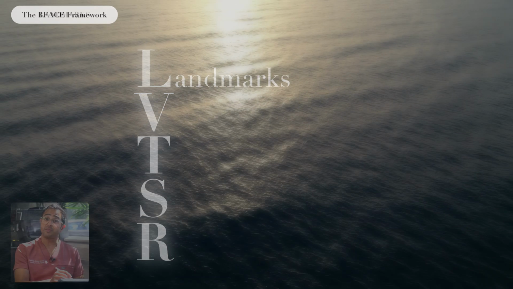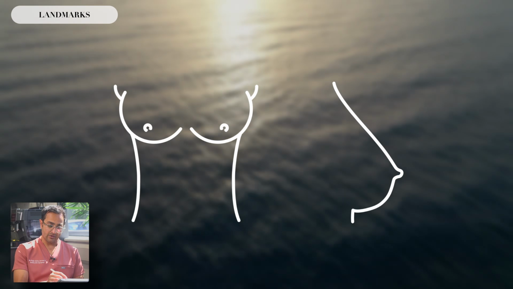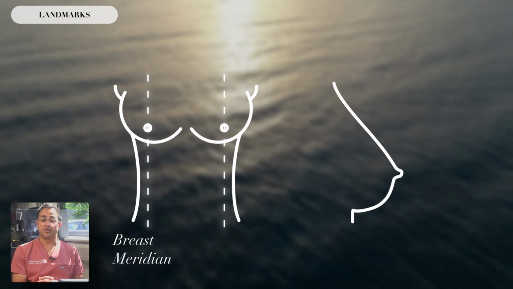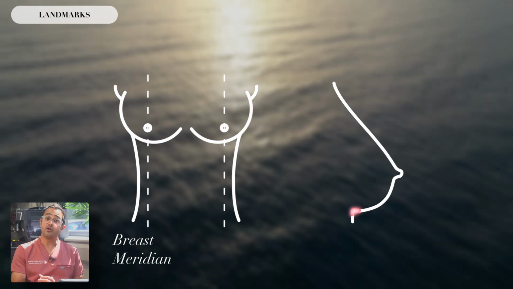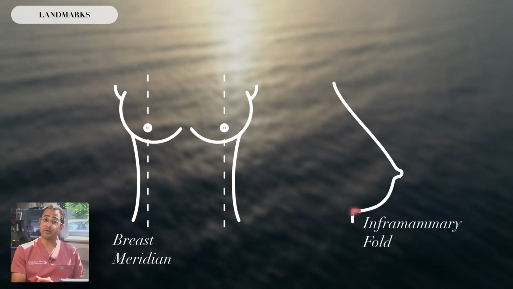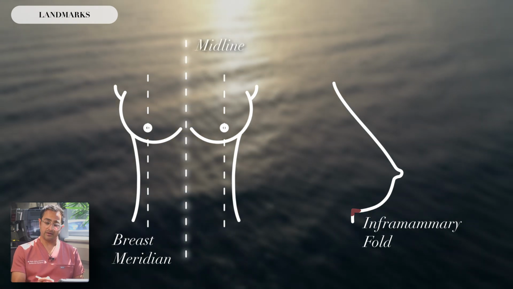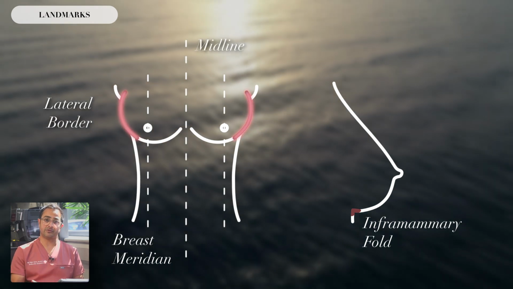The first step is identifying the key landmarks, starting with the ideal nipple position, known as the breast meridian. The lower fold of the breast, known as the inframammary fold. The midline of the breast, the lateral border of the breast. And these define the natural architecture of the breast. If you lose orientation here, everything else becomes more difficult.